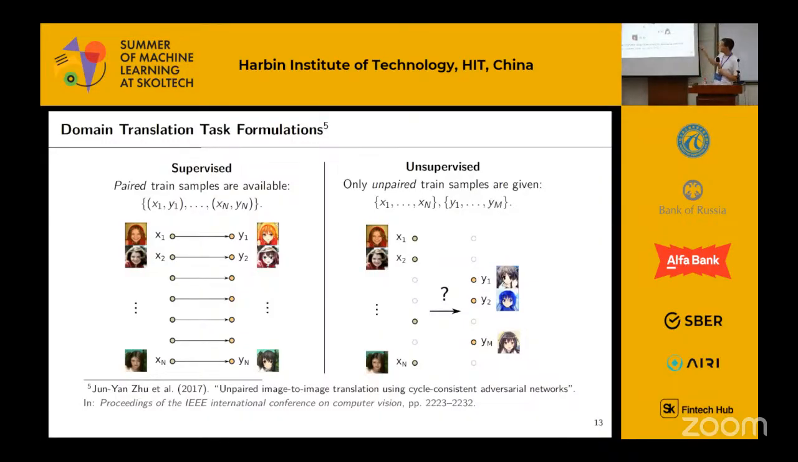So usually another setup is also considered, which is called unpaired domain translation. Unpaired is when you just have random samples from one domain and random samples from another domain. They may actually have no correspondences, but even in such a hard problem setting, you need to somehow construct a meaningful generative or translation map between these two domains.